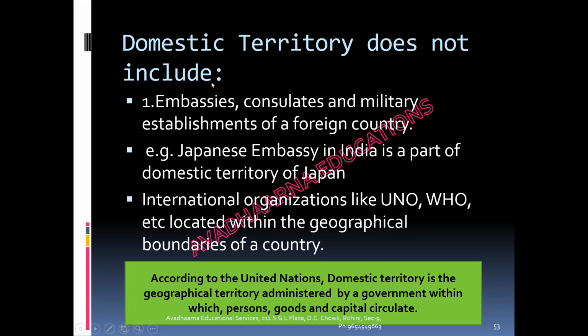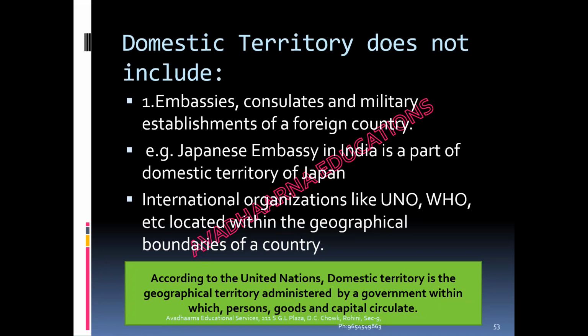Domestic territory does not include embassies, consulates, and military establishments of a foreign country. For example, the Japanese embassy in India is a part of the domestic territory of Japan, even though the area which that embassy is occupying is within the political frontier boundary of India.